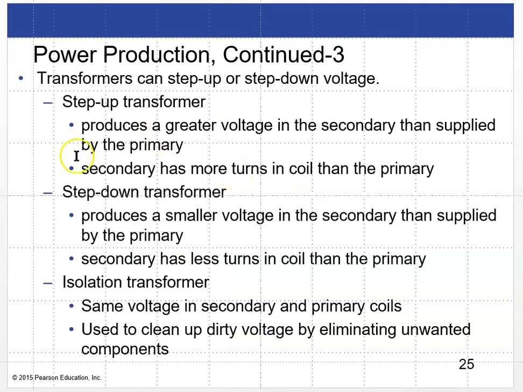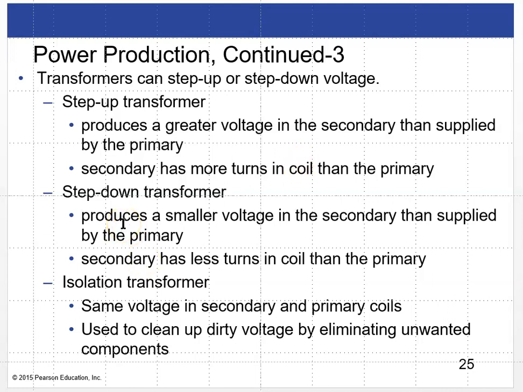Now, transformers can step up or step down voltage. A step-up transformer produces a greater voltage in the secondary than is supplied by the primary. The secondary, therefore, has more turns in the coil than the primary does. So say you want to take 120 volts and make 1200 volts out of it. You would have maybe 100 turns in the primary. The secondary would have 10 times as many turns, or 1,000 turns. And that would step up the voltage from 120 to 1200.